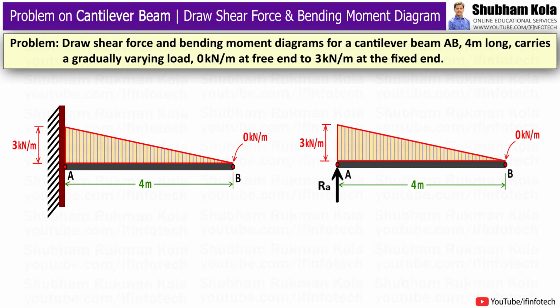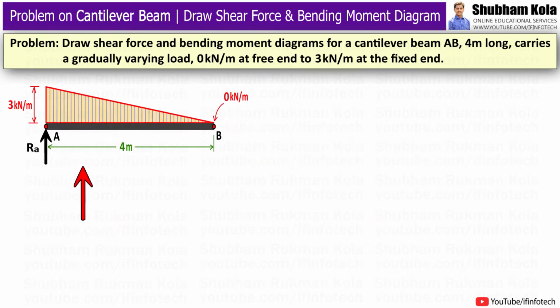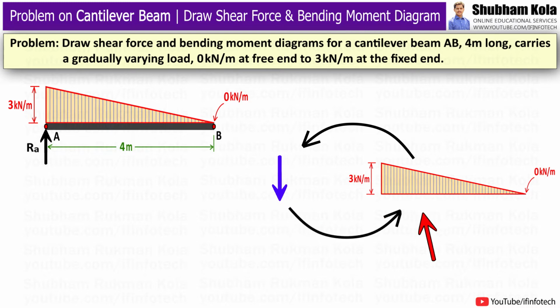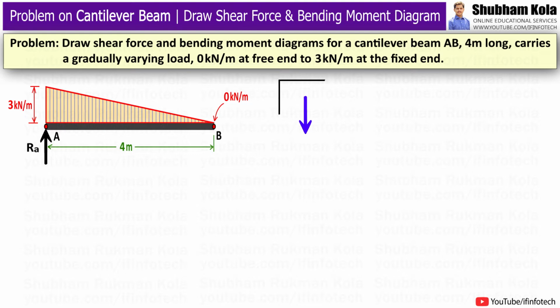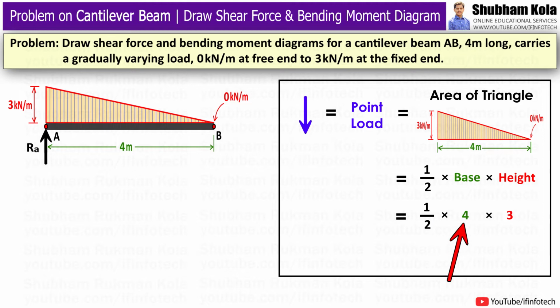So first of all, I will draw the free body diagram for this beam section. So for solving this numerical problem, first we have to convert this gradually varying load into point load, whose value will be equal to the area of this triangle. So the point load equal to area of this triangle, that is 1/2 base into height, where base of this triangle is 4 meter and height of this triangle is 3 kN per meter. So we get the point load of 6 kN.